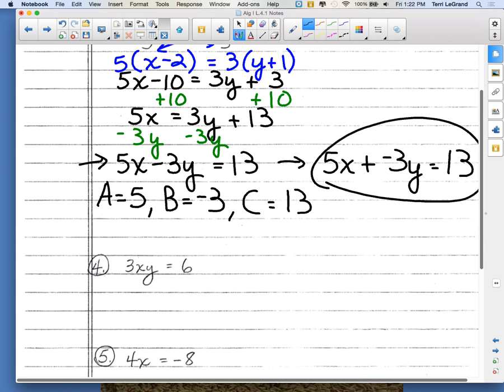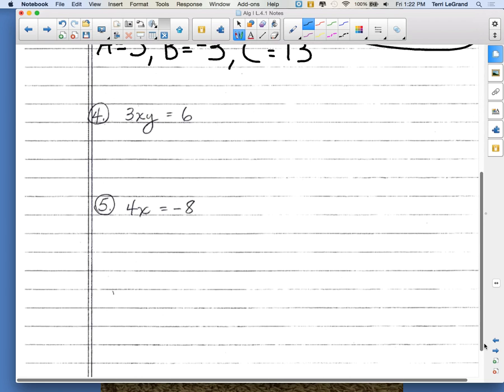Okay, let's look at number 4. 3xy = 6. Why is it not linear? X and Y are being multiplied. Yeah. So here's what we're going to write. Is not linear. But we don't get to just stop there, because then you just do that for every problem in your homework. You say, it's not linear. Then I don't have to put it in standard form, and then I don't have to find A, B, and C, right? You have to justify why it's not linear, and you just told me.